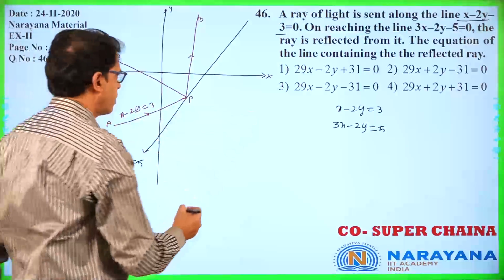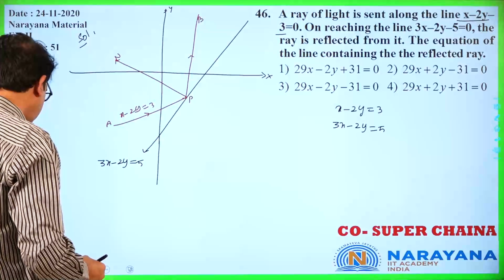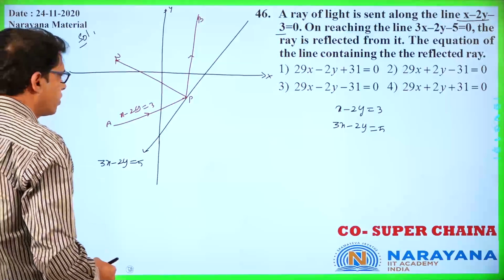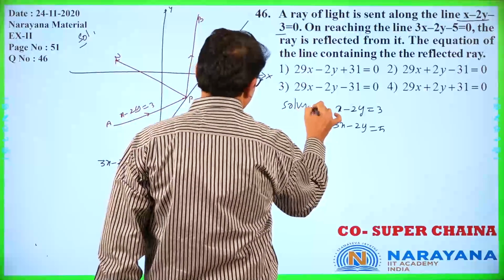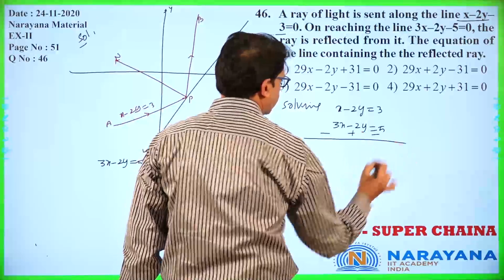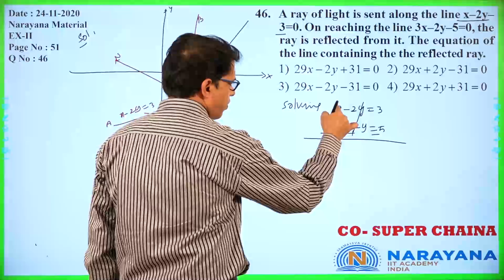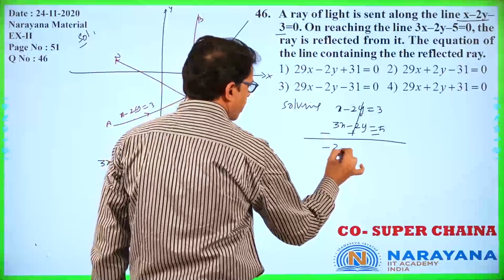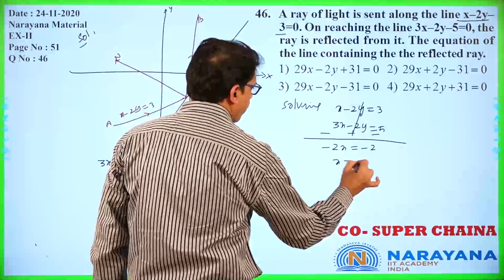Therefore, solving the lines, solving these two. Change the symbol, minus plus minus. So 2y cancels out, minus x minus 3x, minus 2x equals how much? Minus 2. The x value equals 1.